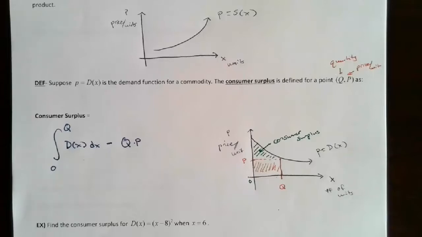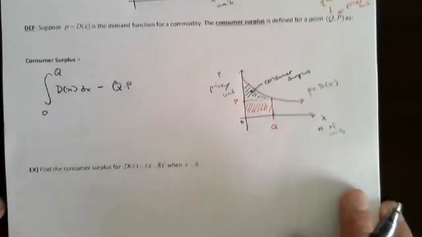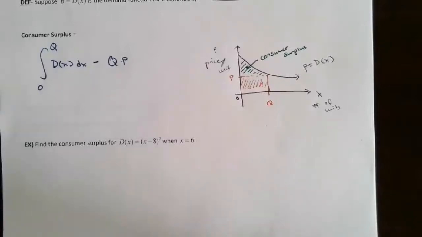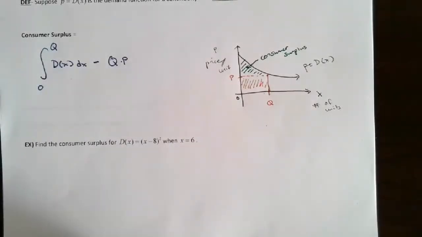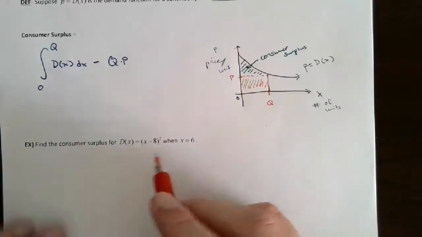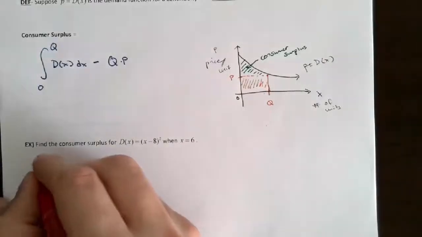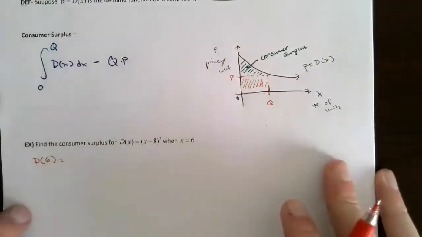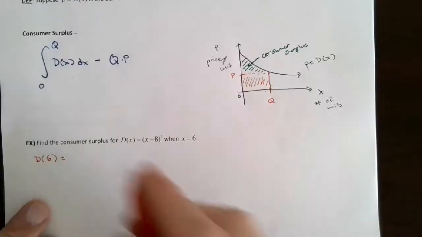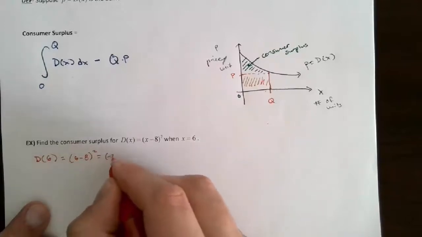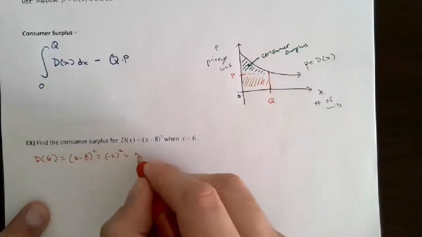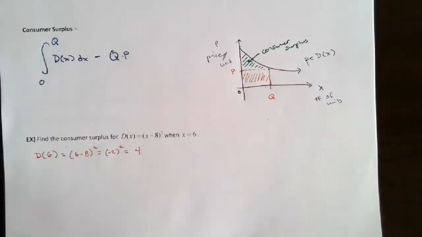So taking a look at this example below, it says find the consumer surplus for d of x equals (x minus 8) squared when x equals 6. First off, they're telling you what to use for your quantity, 6, and we want to find the corresponding p-value, in this case d of 6. And d of 6 just means you're subbing 6 into here. So we have 6 minus 8 squared, that's negative 2 squared, which gives me 4. So we know d of 6 equals 4.